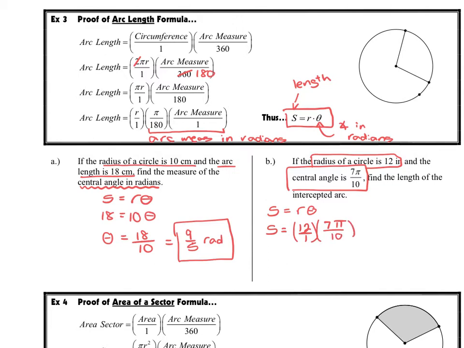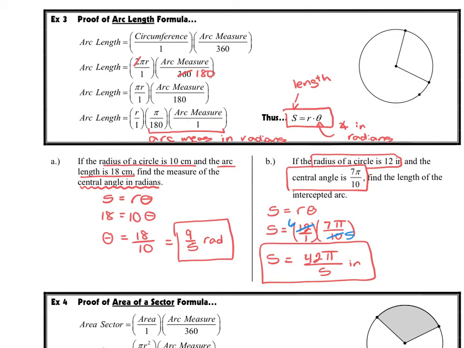Then I can do a quick little reducing. I'm going to reduce this down to a 6 and this down to a 5. So my final answer for my arc length, a nice exact answer, would be 42 pi over 5. And arc length in this case is measured in inches. So that's a lot faster than trying to do all the work in terms of degrees.